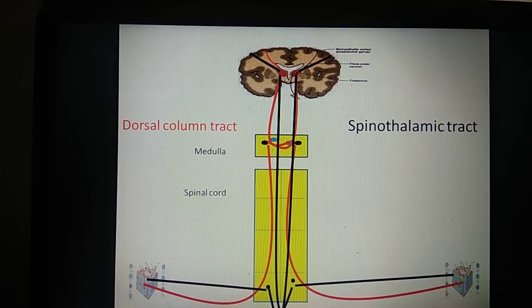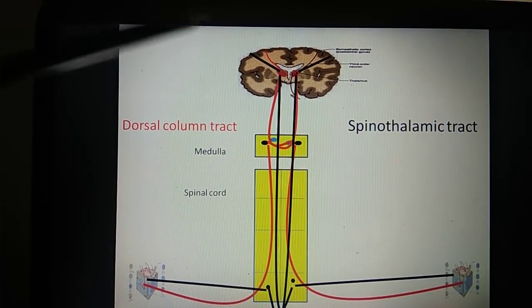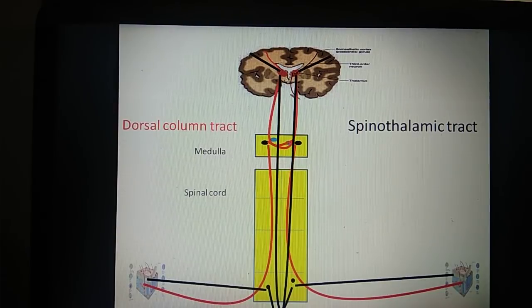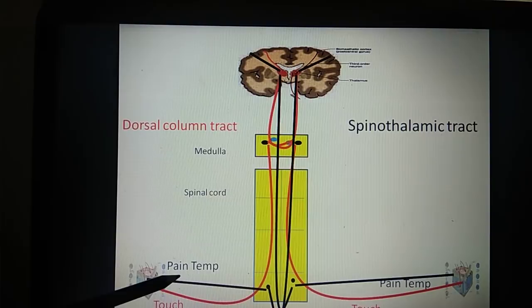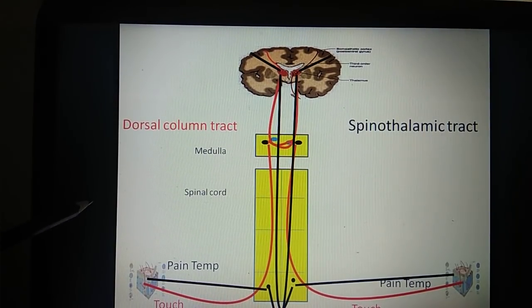So the spinothalamic tract crosses at the level of the spinal cord. The dorsal column tract is uncrossed at the spinal cord; crossing takes place beyond the medulla oblongata. Regarding sensations, we know this dorsal column tract carries the sensation of touch, and the spinothalamic tract carries the sensations of pain and temperature.